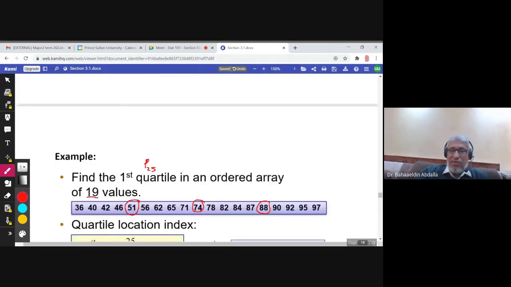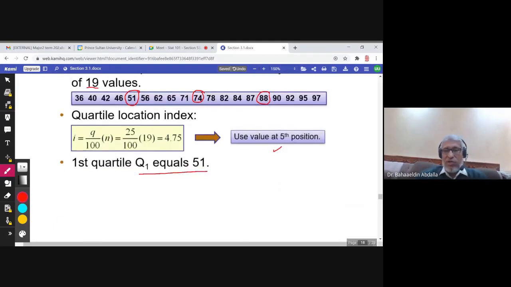So for example, in this question, what is IQR? It is Q3 minus Q1. Q3 is 88, Q1 is 51. So this number, 37, is called the interquartile range. It is the range that contains 50% of the data. 50% of the data are from 51 to 88. So this is the range of 50% of the data.